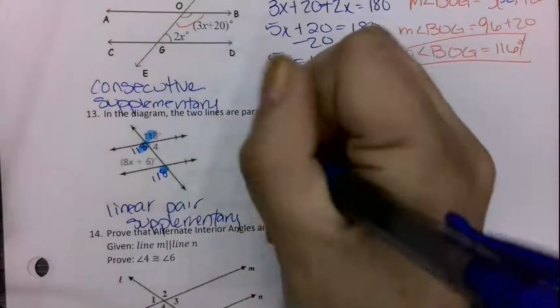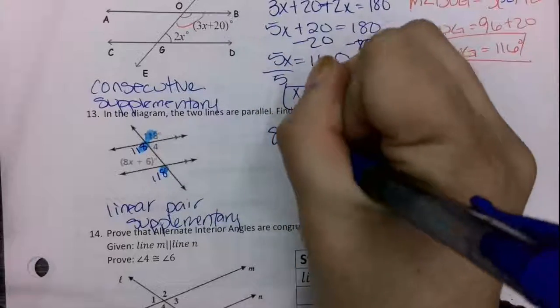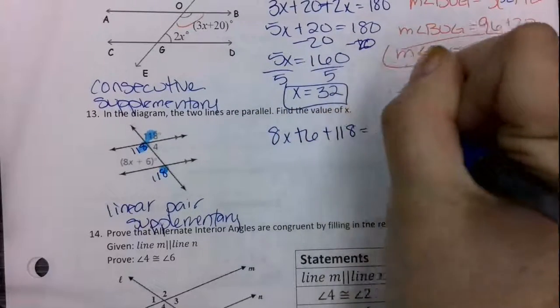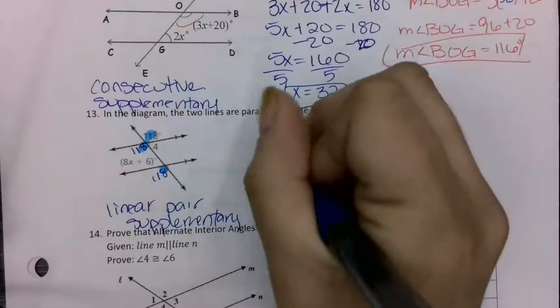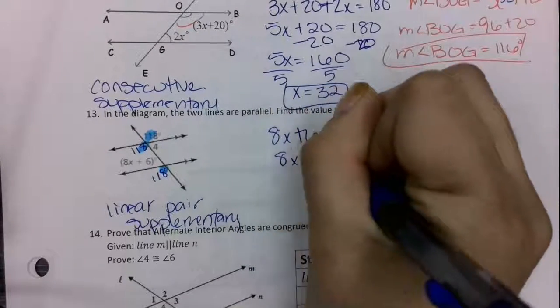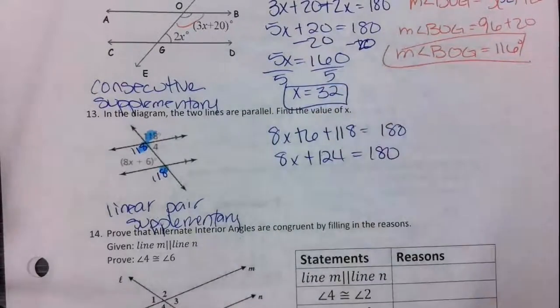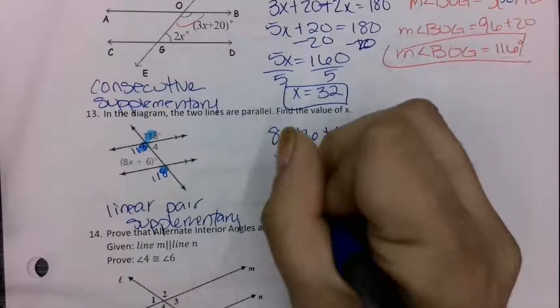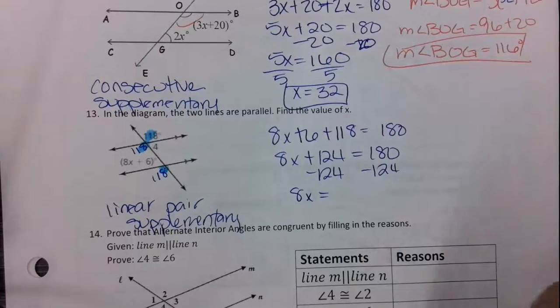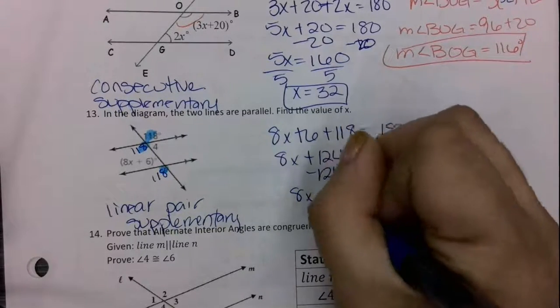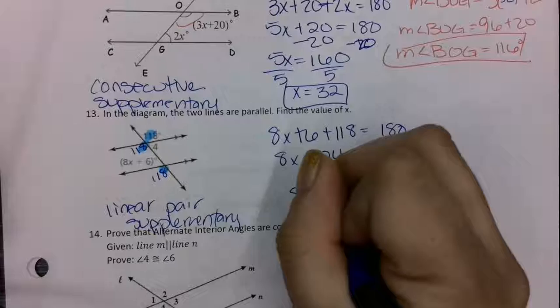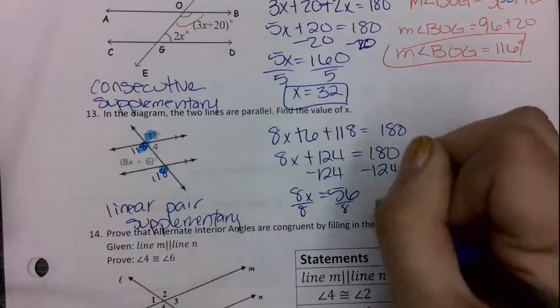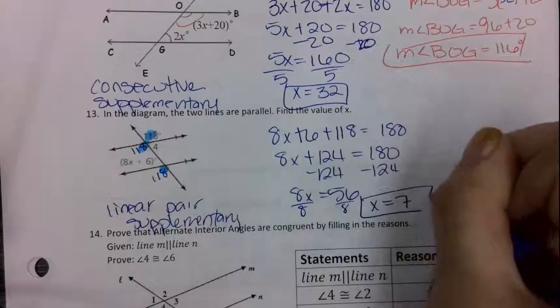So what I want to do is I want to add the two together. So I have 8x plus 6 plus 118 equals 180. 6 plus 118 gives me 124. And I want to subtract 124 from both sides. I get 8x equals 56. And then I divide both sides by 8. And I get x equals 7.